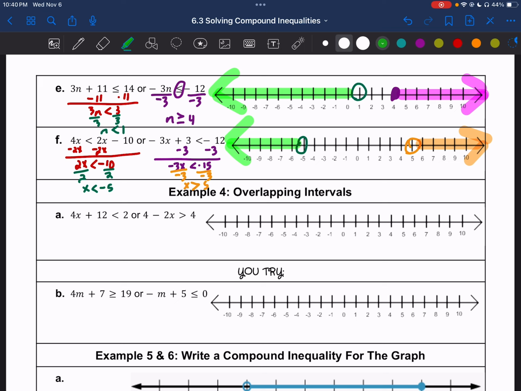So now, example 4 is overlapping intervals. What are we going to do here? We have intervals that are overlapping. So let's take a look at it.